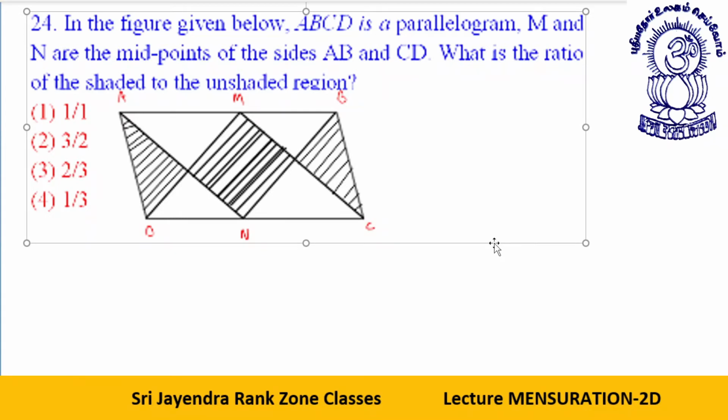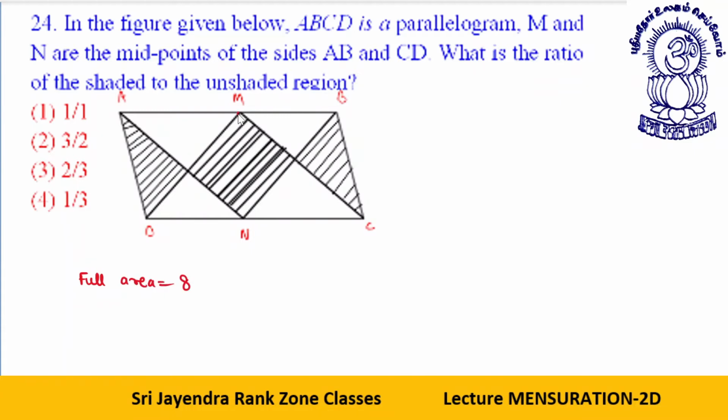See, let's count what is the shaded area. Let's say the full area is, suppose, 8. Okay, full area is 8. Now what happens, my dear students? I draw a line joining the midpoints like this. Area in this portion is 4, area in this portion is 4.